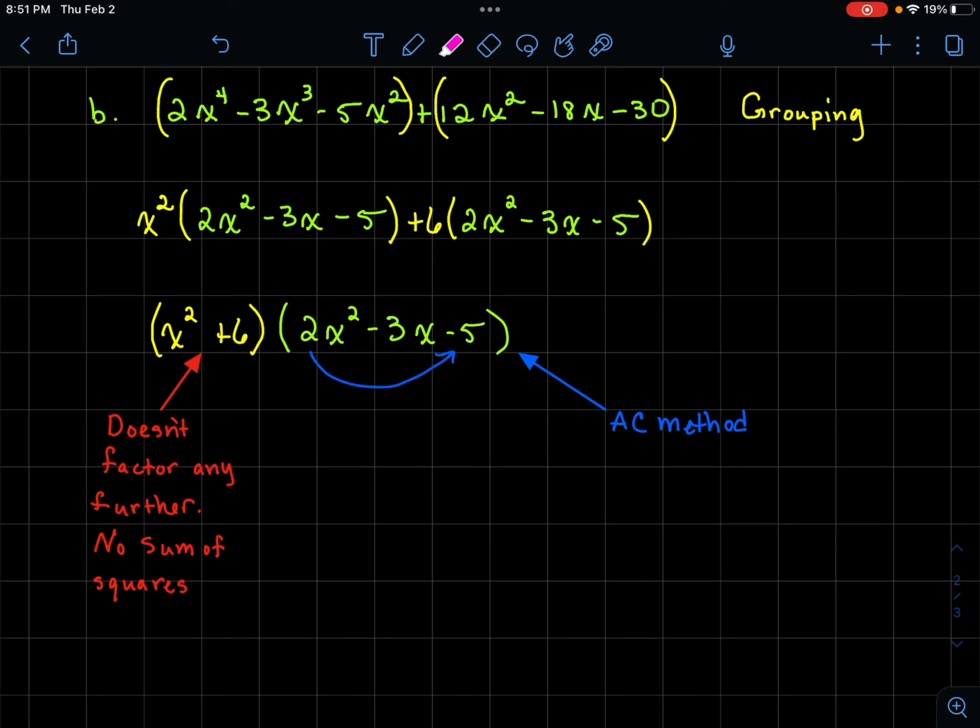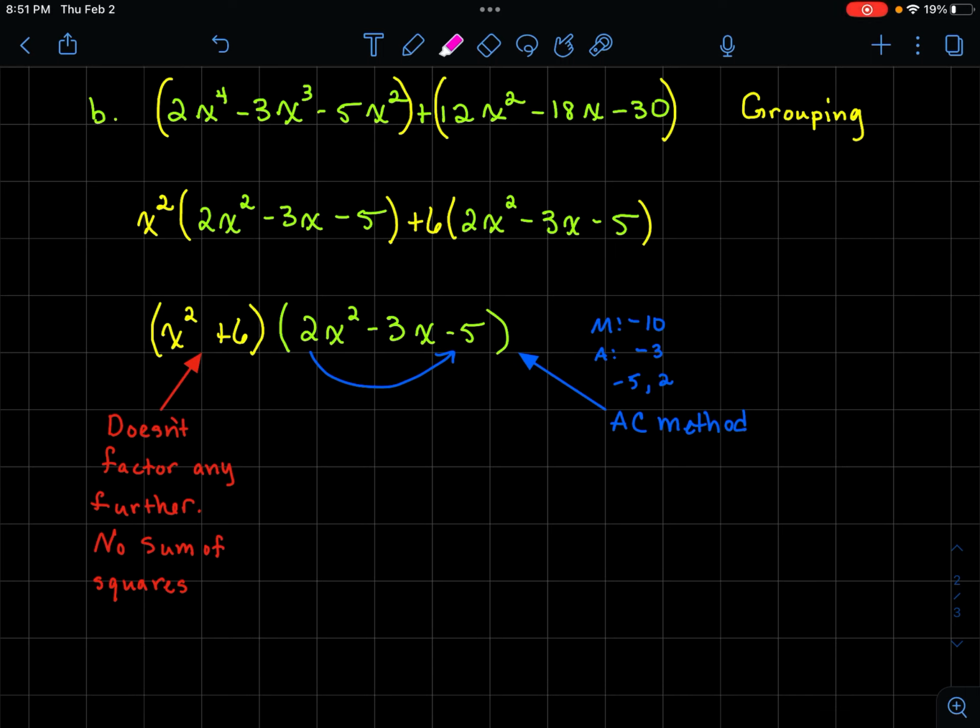Again, there's 3 terms, so let's use that AC method. Let's take the 2 times the negative 5 and try to figure out what 2 numbers multiply to give us negative 10. But if we add those 2 numbers up, we get that middle term of negative 3. Well, those 2 numbers are negative 5 and 2.